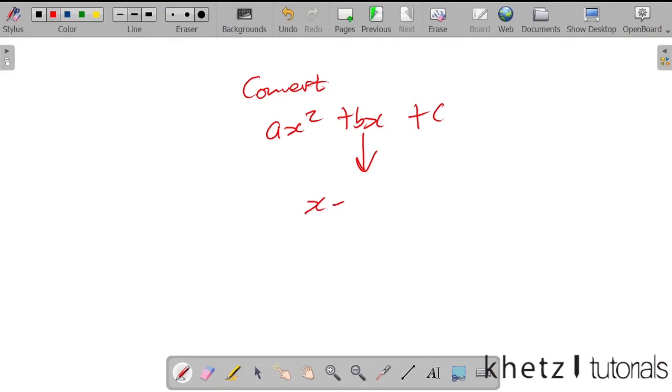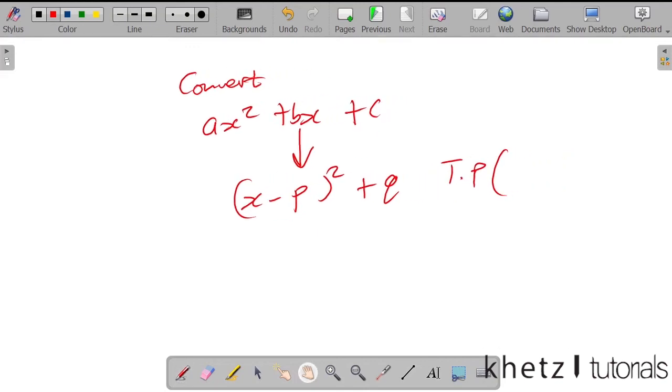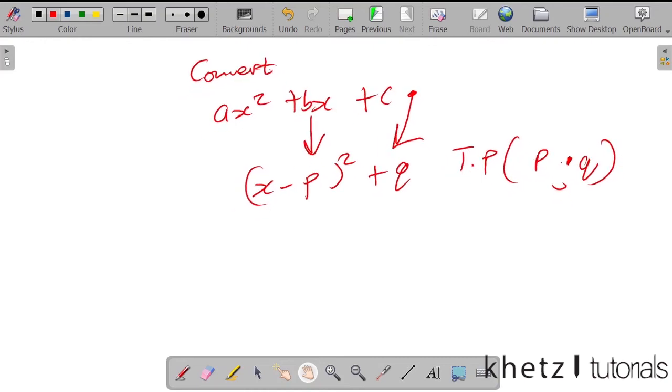And this is usually when you're dealing with functions. This is going to be helpful for you when you're dealing with functions, because your turning point is equal to P and Q. Those are the coordinates of your turning point. So if you can transform this form into that form, it's going to be quite helpful to you to answer a lot of questions. So let's say you were asked to convert ax squared plus bx plus c to x subtract p squared plus q. This is basically completing a square, so it's under the same topic.